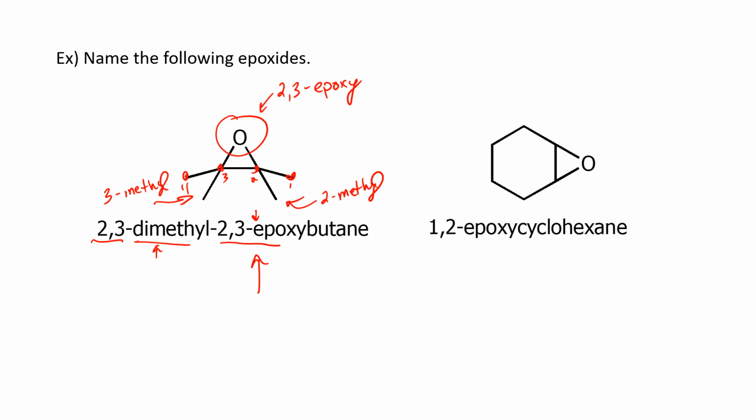All right, so for our next one, we have a cyclohexane ring, and we can start numbering on either carbon here, but we could do 1, 2, 3, 4, 5, 6. So we've got a 1,2-epoxy. So we name this 1,2-epoxycyclohexane.